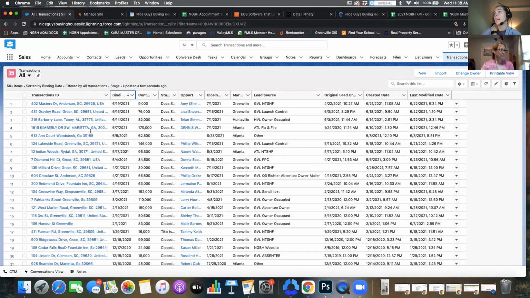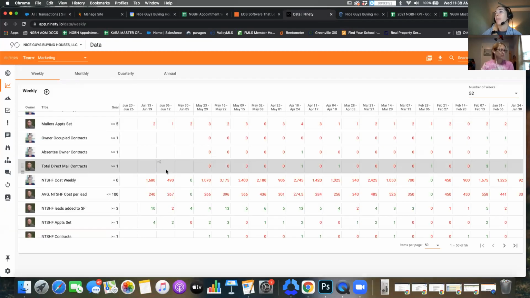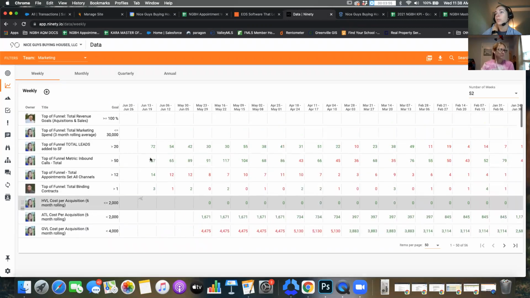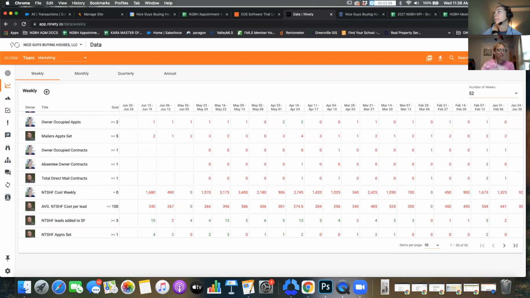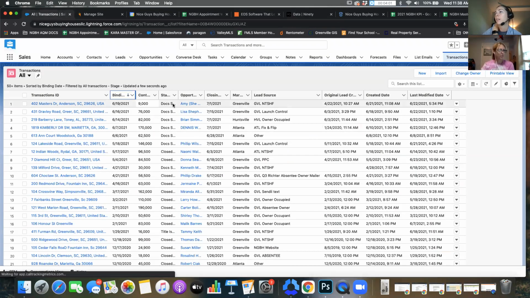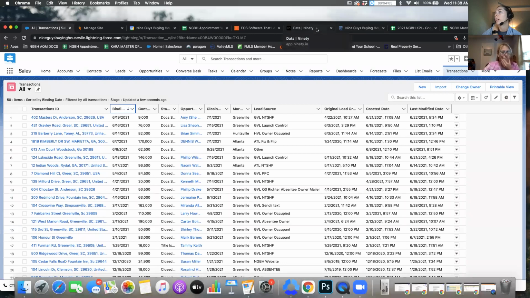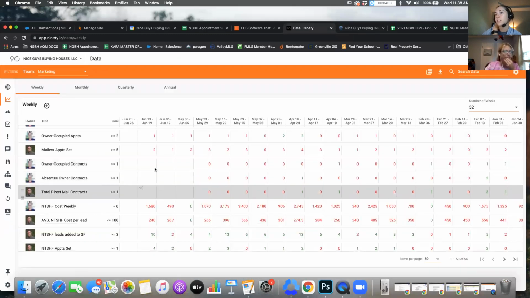I'm going to go by binding, and then I'm going to look for my dates. So last week we had 3: 1 owner occupied, 1 launch control, and 1 need to sell house fast. Help me remember that. What was it, absentee owner? Owner occupied, Huntsville. Okay, 1 owner occupied, 1 launch control, and 1 need to sell house fast.